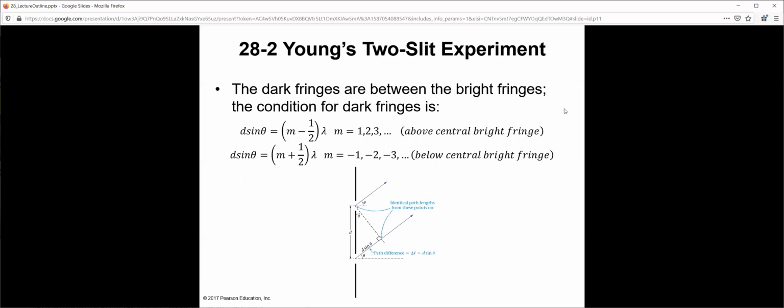Dark fringes are where they interfere destructively. And essentially what's going on here is we are showing that the destructive interference is either when the wave hits that m minus 1/2, or the above central bright fringe, is when the first trough and peak meet, and the m plus 1/2, which is below, is when the last trough and peak met.